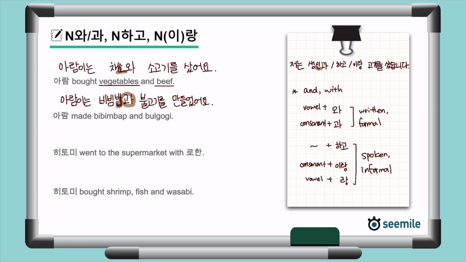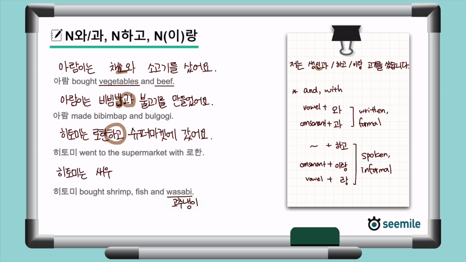Next, this time please use the particle 하고. Then it should be 히토미는 로한하고 슈퍼마켓에 갔어요. Good job! This time, please use 이랑 to list all those 히토미 bought. 히토미는 새우랑 생선이랑 고추냉이를 샀어요. Good job! Now repeat after me out loud.